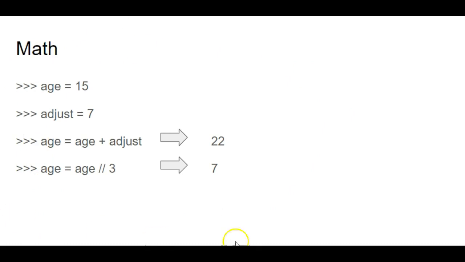So here's something we can do with the variables. We can say age gets 15, adjust is assigned 7. I could say age, which in this case is 15, plus adjust, which is 7. That equals 22. So age now would equal 22. And here I would say 22 integer divided by 3. Well, that goes in there 7 times. I chop off the remainder. So this would be 7. Age is assigned whatever age has in it, integer division 3.